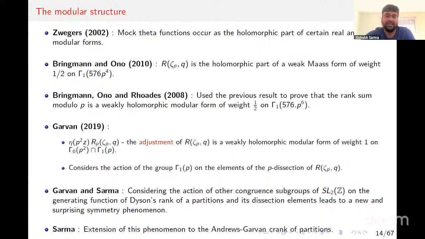And subsequently, I also did the extension of this phenomenon to the Andrews-Garvan crank of partitions, and both of them I'll be discussing now. Before that, when I say dissection over here, I talk about the dissection elements and the symmetry between those dissection elements. That is my work. So I would like to talk a little bit about what I mean when I say dissections.